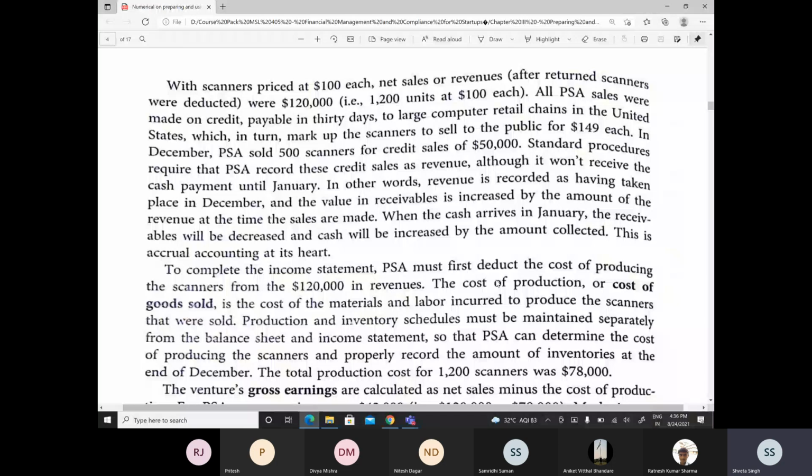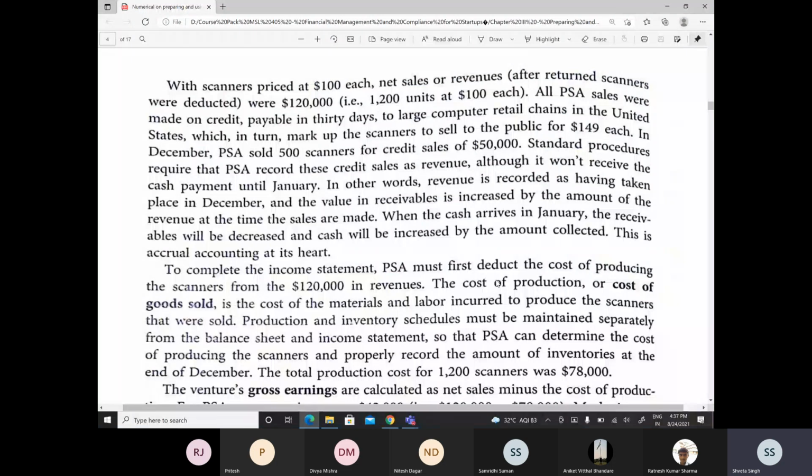In other words, revenue is recorded as having taken place in December, and the value in receivables is increased by the amount of the revenue at the time the sale was made. When the cash arrives in January, the receivable account will be decreased and the cash will be increased by the amount collected. This is accrual accounting at its heart.